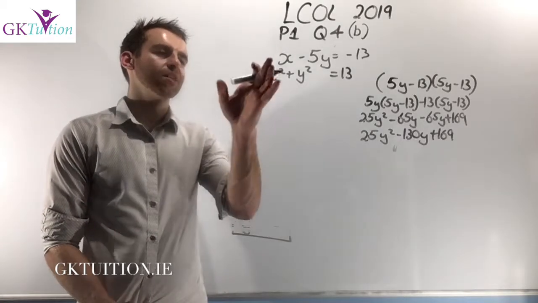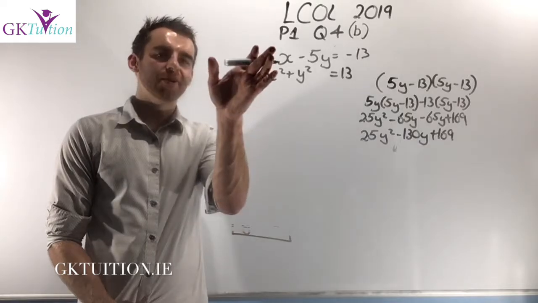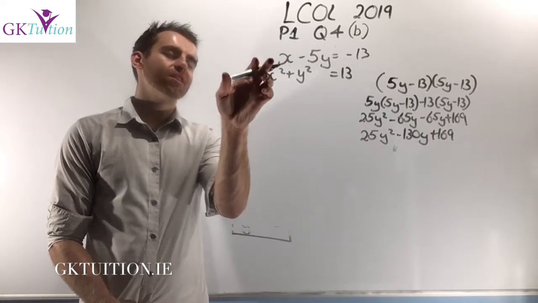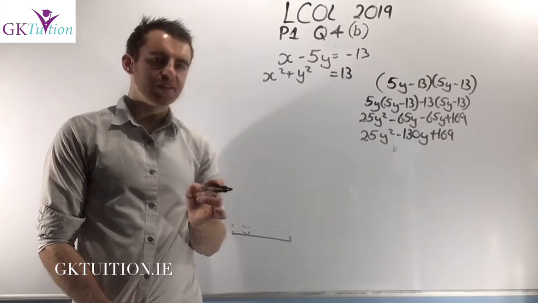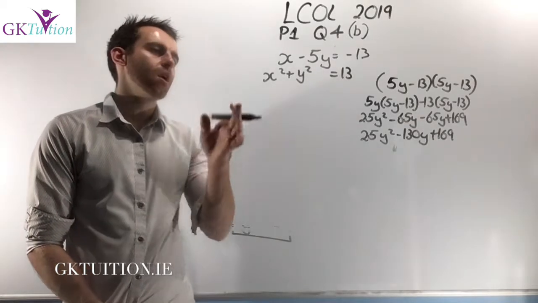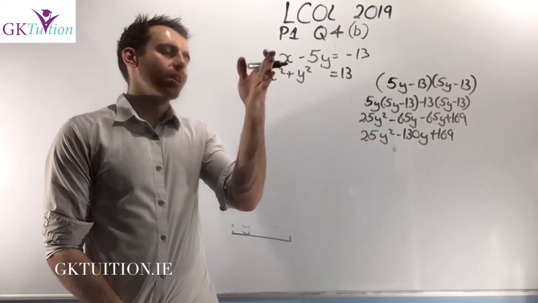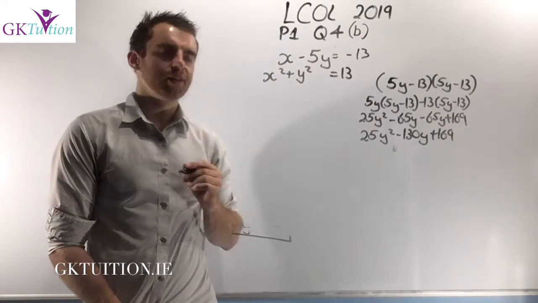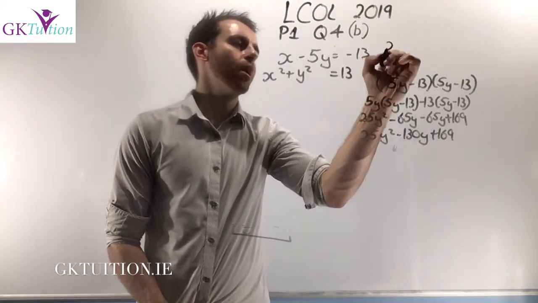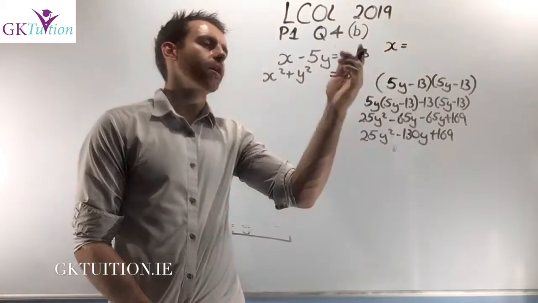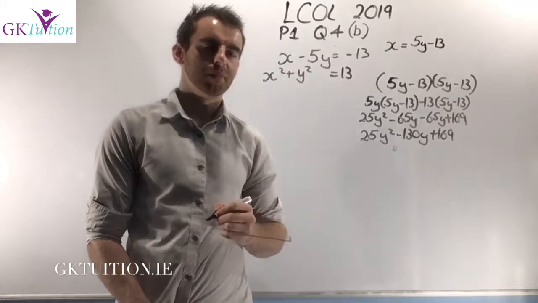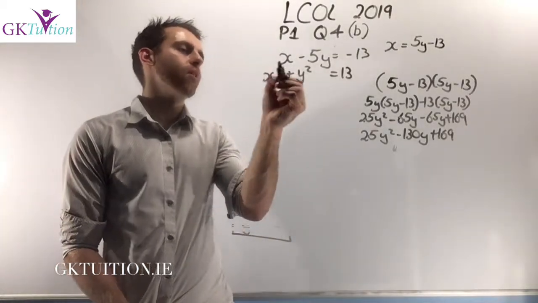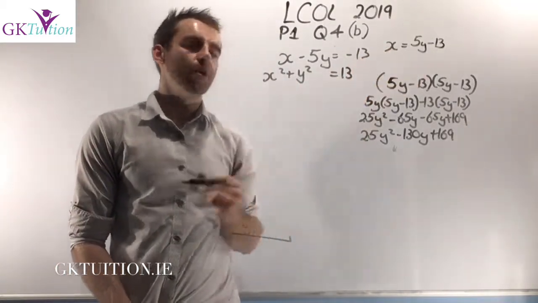So we need to start with the first equation, the one without any squareds in it. And we need to isolate either the x or the y. In this case, it's a lot easier to isolate the x value. Or in other words, we just want to get x on its own, so we want to bring the y to the other side. So I can rewrite the top line. If I brought the y across, it becomes plus 5y minus 13. Or in other words, I can just rewrite the top line as x equals 5y minus 13.